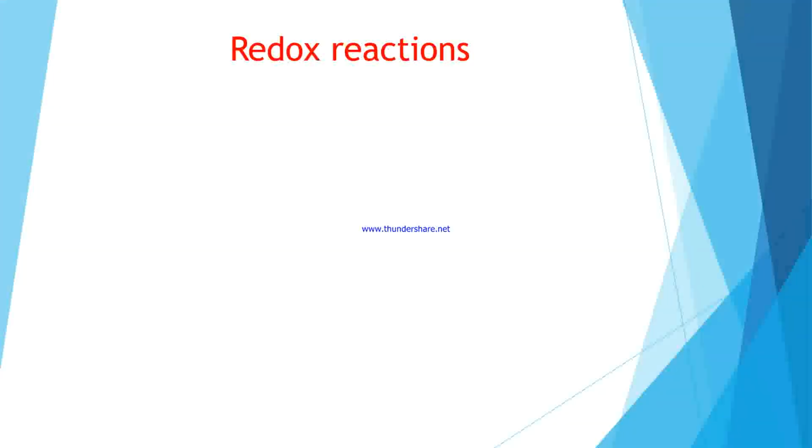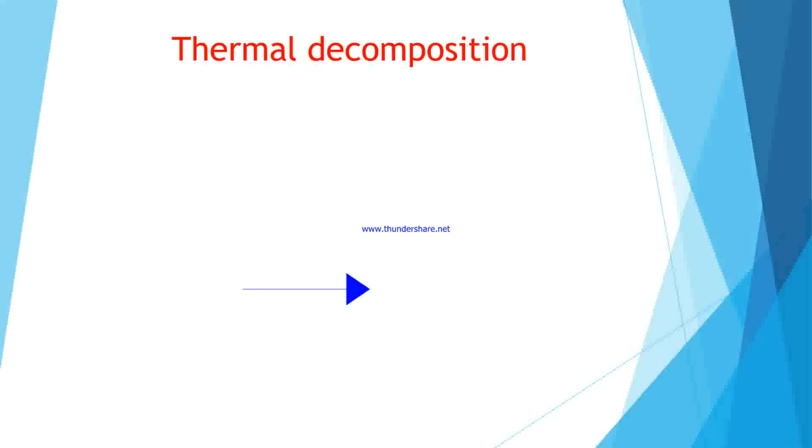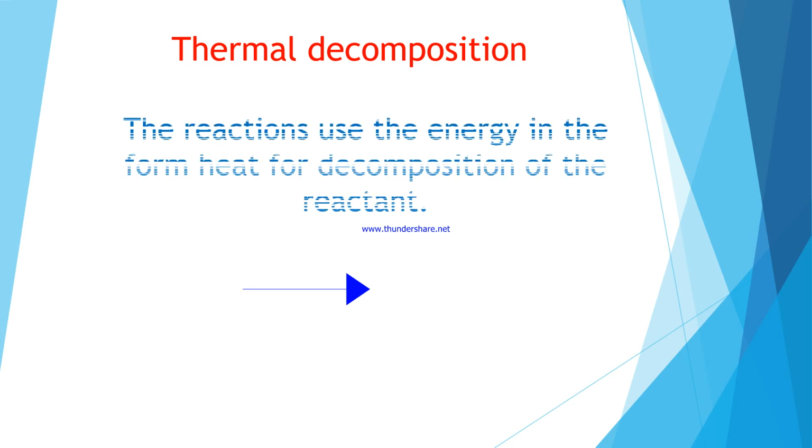And the next one is where both oxidation and reduction take place simultaneously. This type of reaction is known as a redox reaction. And decomposition is usually of three types: thermal decomposition, photo decomposition and electric decomposition. Let me explain thermal decomposition.